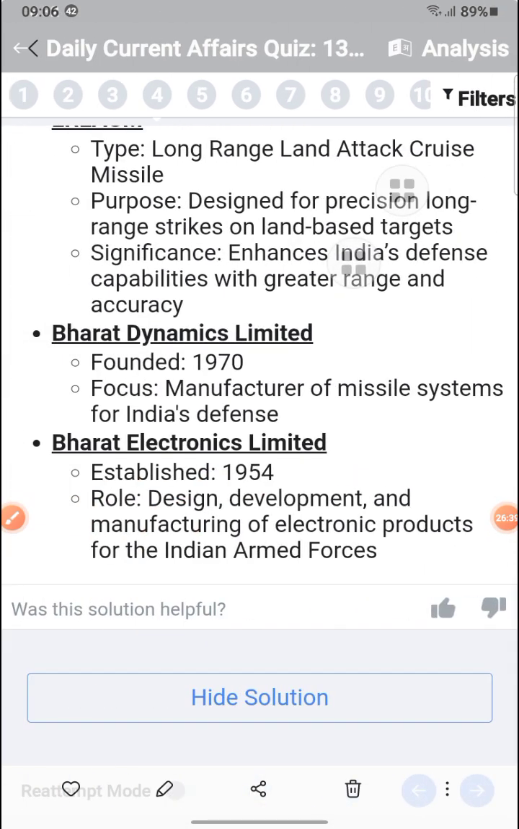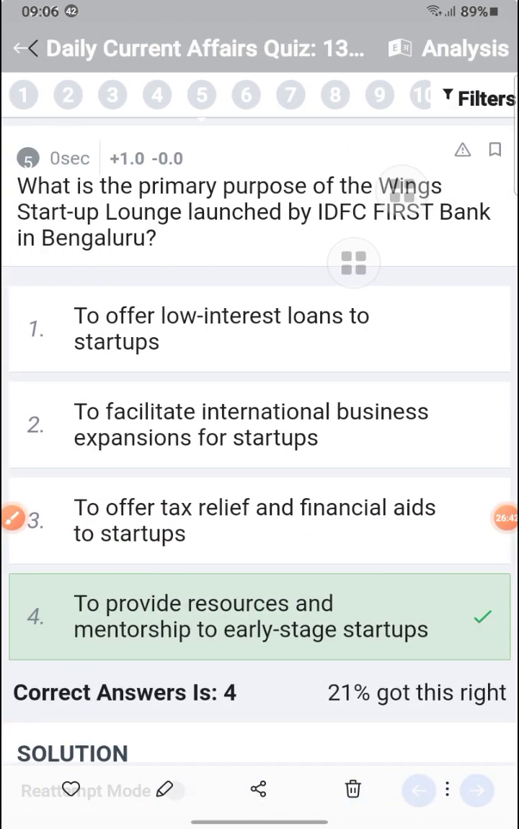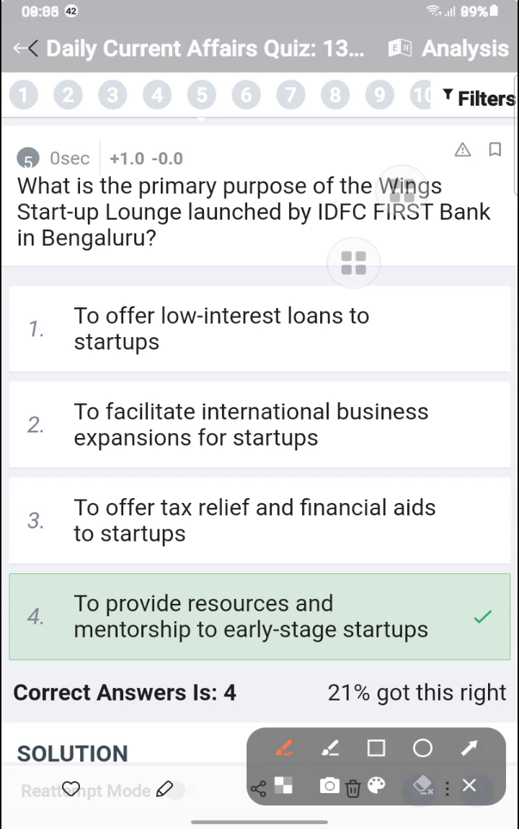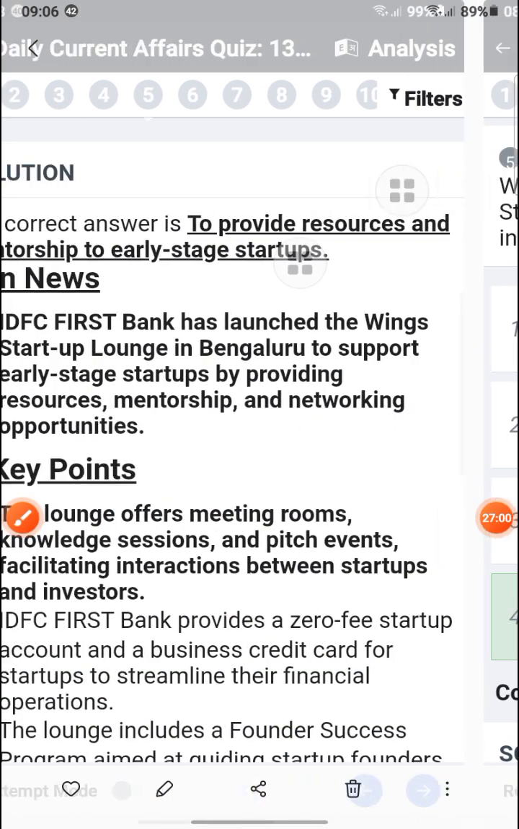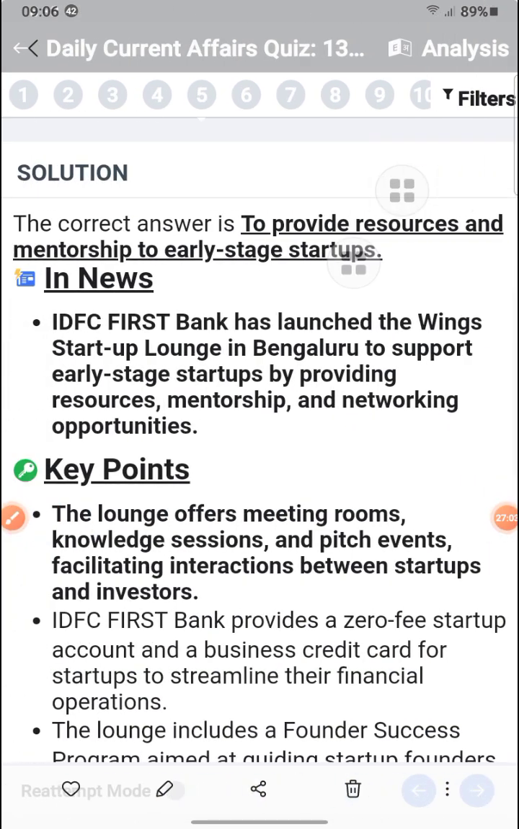Now, what is the purpose of the Wings startup program launched by IDFC First Bank in Bengaluru? To provide resources and mentorship to early stage startups. That is Wings. The startup program was launched by IDFC First Bank in Bengaluru to support early stage startups by providing resources, mentorship, meeting rooms, knowledge sessions, and facilitating connections with investors, along with a zero fee startup account and a startup credit card to streamline their financial operations.